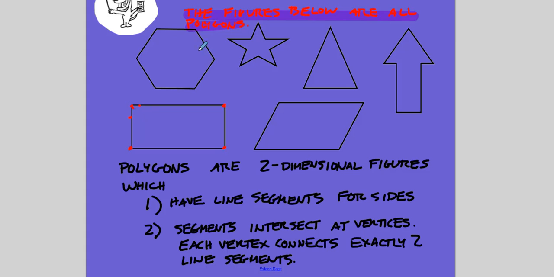This is actually a hexagon, a 6-sided polygon. Notice that only 2 line segments intersect at any one vertex. That's true for all these figures. Here's a vertex, there are 2 line segments. Here's a vertex right here, 2 line segments. That's true for all these figures. So that's a general informal definition of a polygon.